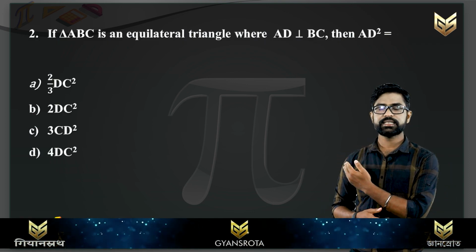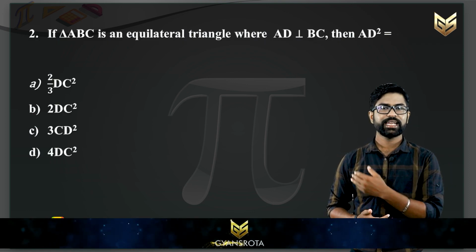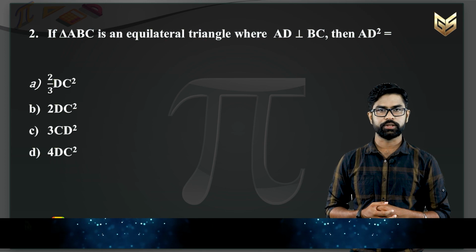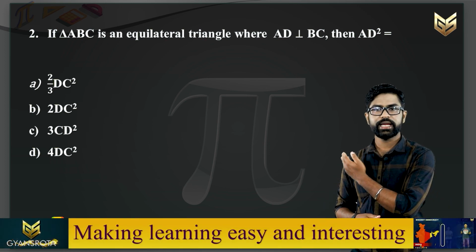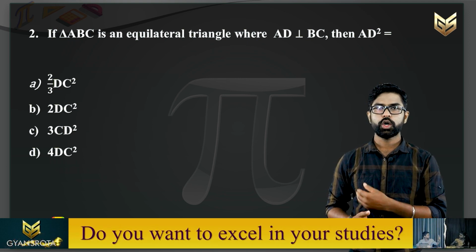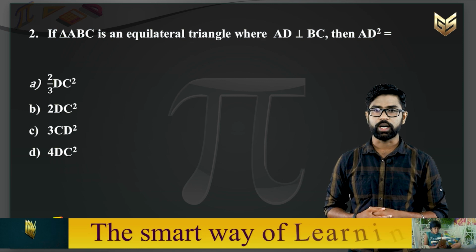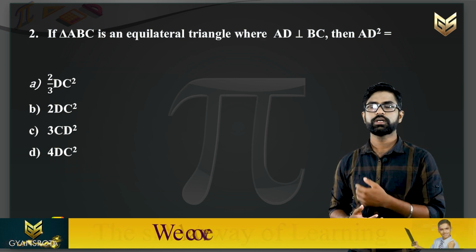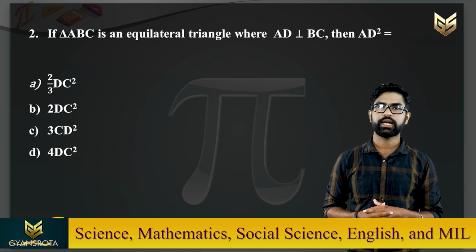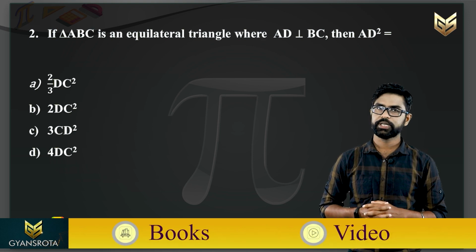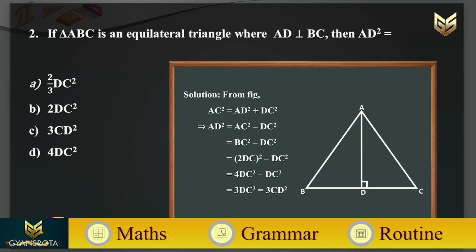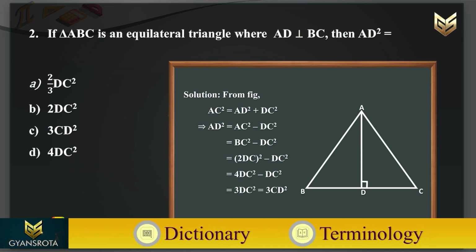If triangle ABC is an equilateral triangle where AD is perpendicular to BC, then AD square will be equal to, the options are: option A 2/3 DC square, option B 2 DC square, option C 3 CD square, option D 4 DC square. So how to solve this one? For solving this one, we have the figure here for triangle ABC where AD is perpendicular to BC. So from the figure it is clear that AC square is equal to AD square plus DC square.